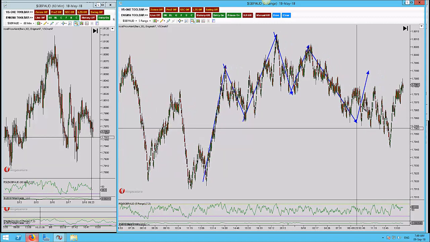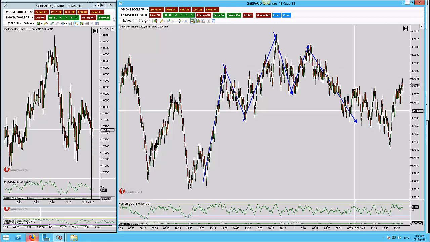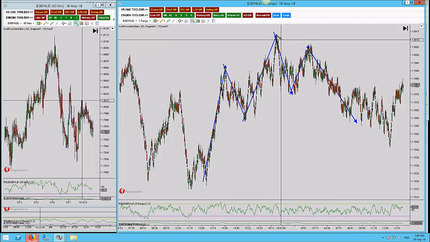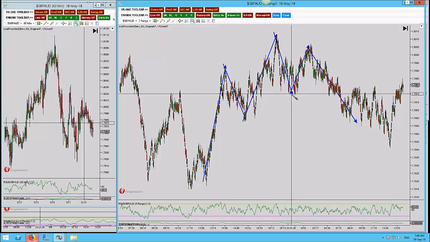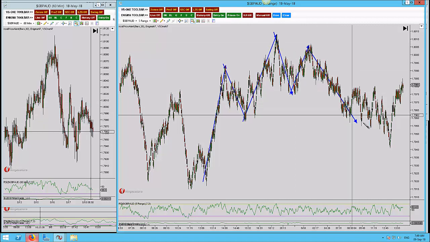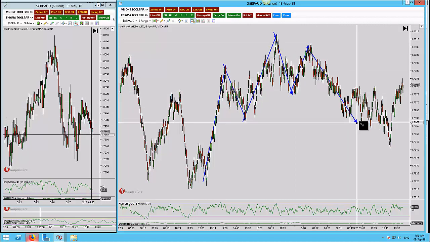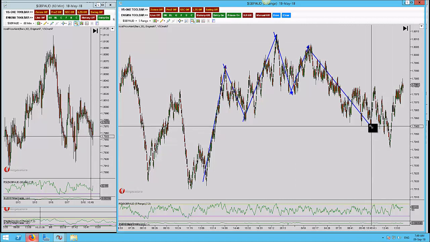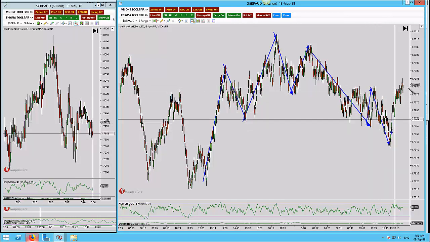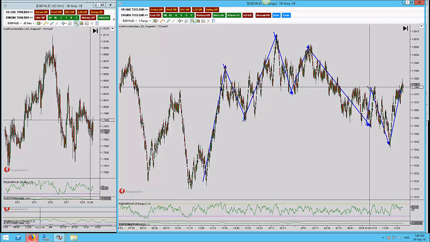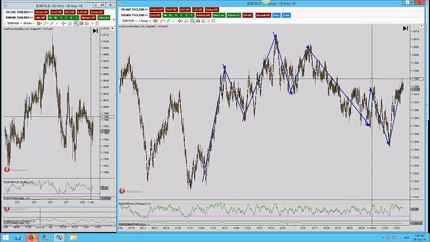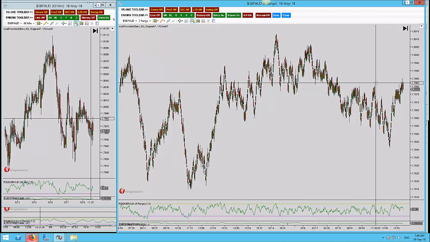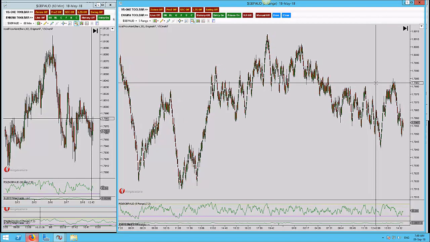Okay, now what we've done here is we've put in a 3-point move. So we came down to here. Okay, and this move here to there actually broke the outside return, so that's move 1. There's 2, there's 3, retracing back up now into this level. We have just closed above it, so not interested in that.